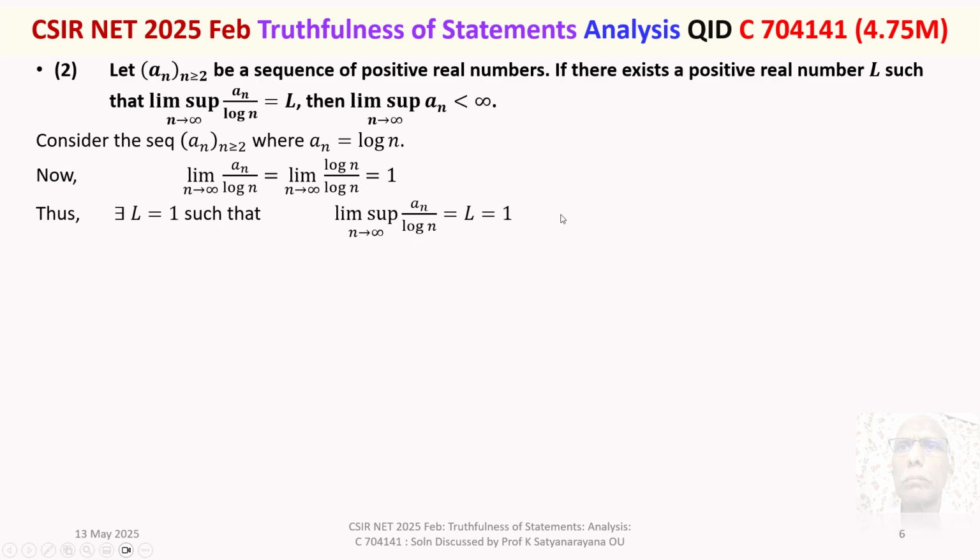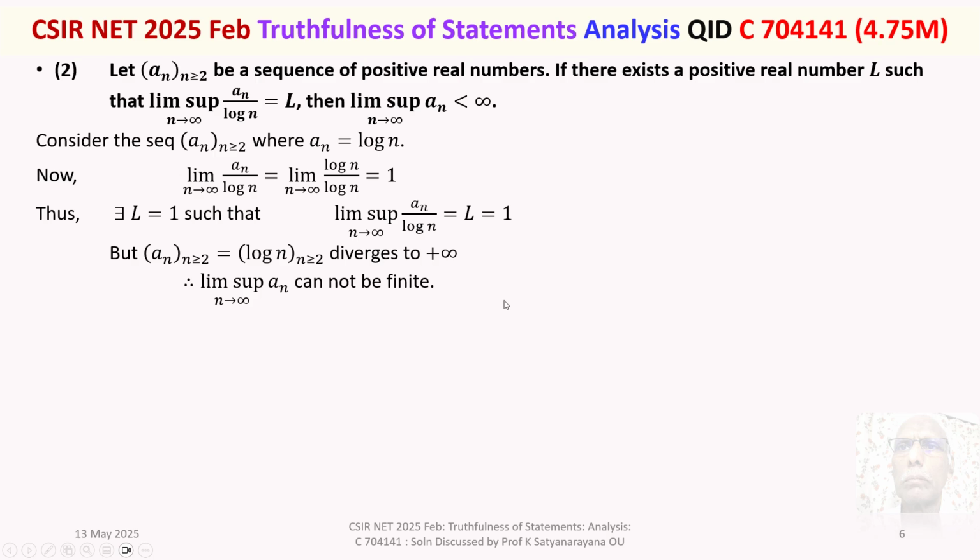But the sequence a_n, where a_n is log n, diverges to plus infinity. They are all positive real numbers and diverge to plus infinity. When it diverges to plus infinity, what will be its limit superior? Limit superior cannot be a finite quantity. Therefore, the limit superior of a_n cannot be finite. Thus, option 2 is not true.